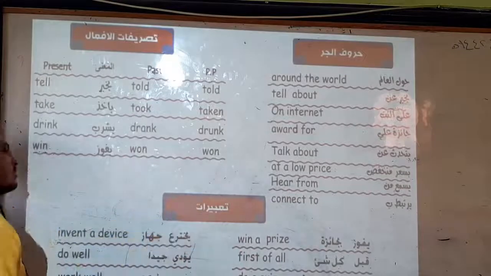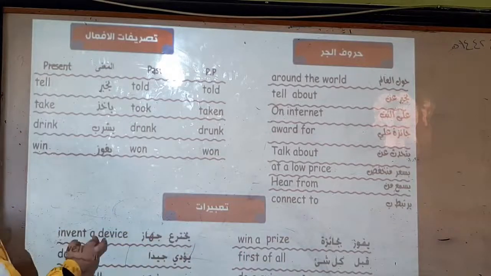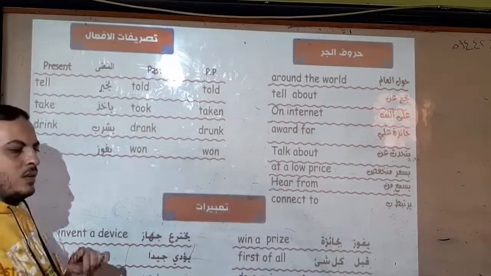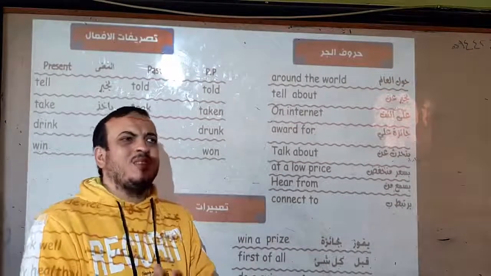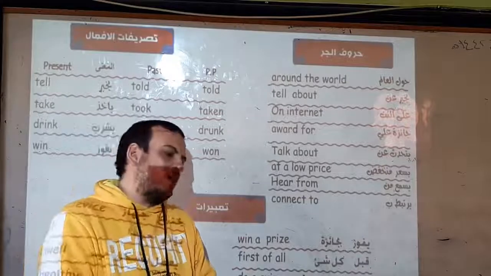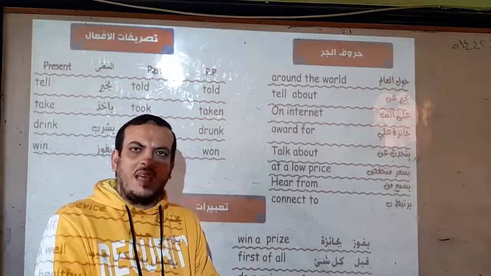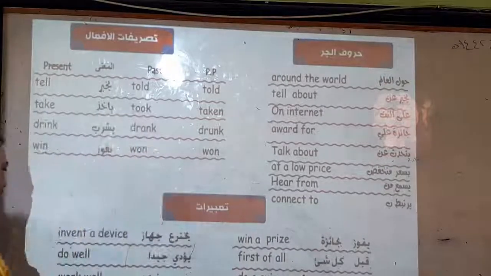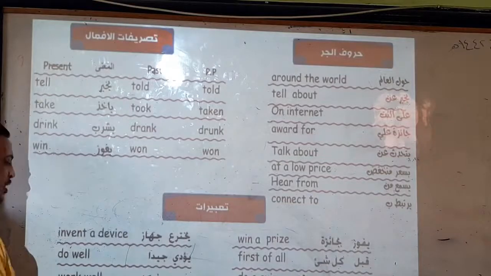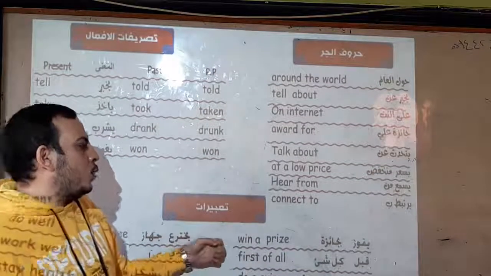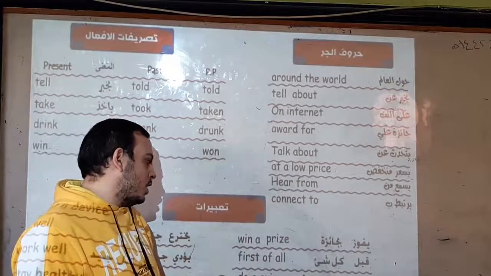What about expressions here? Invent a device، اخترع جهاز، اخترع آلة. Do well: when your father asks you, what did you do today in your exam? Yes, father, I did well. Alhamdulillah, I did well in the exam. Okay? Work well، يعمل بشكل جيد، نفس تقريبا القيمة بس do هنا work. Stay healthy، يحافظ على صحته. Win a prize.